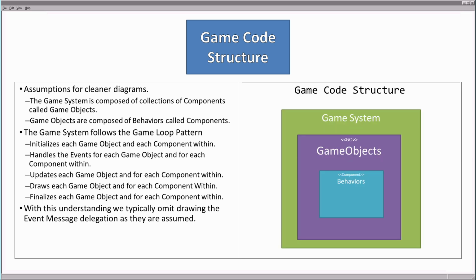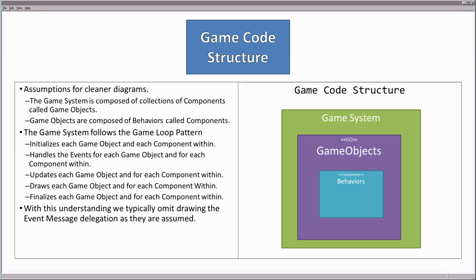Keeping all these common messages in the diagram makes the design a little messy. So there are some common assumptions that are made for the sake of cleaner diagrams. The game system is composed of a collection of components that are called game objects. Game objects are composed of behaviors called components. The game system follows the game loop pattern, initializes each game object and each component within, handles the events for each game object and for each component within, updates each game object and for each component within, draws each game object and for each component within, finalizes each game object and for each component within.